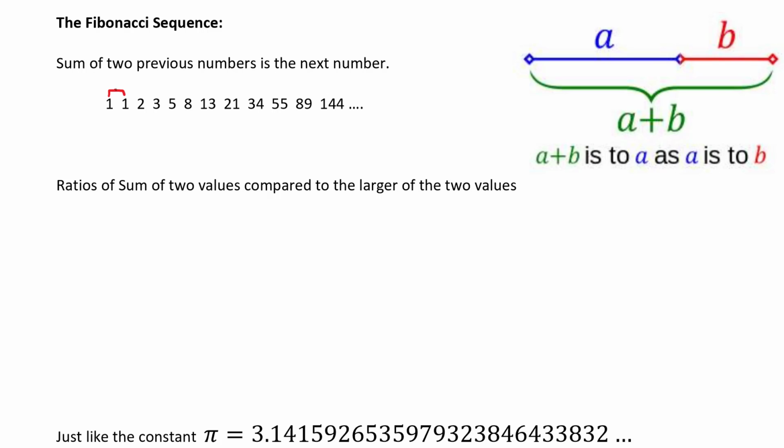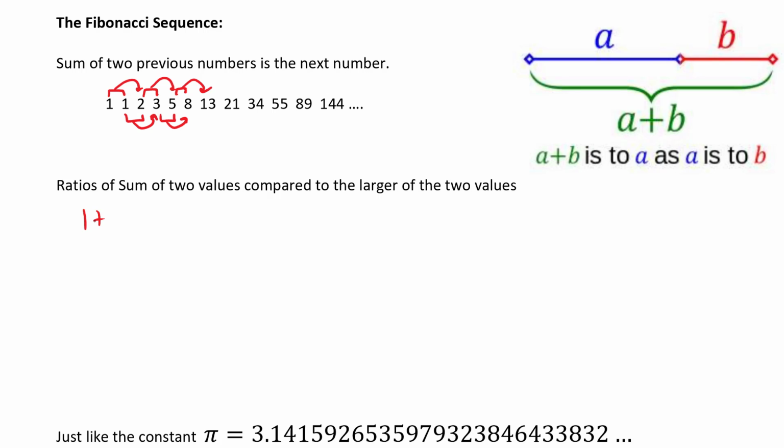So 1 plus 1 is 2. 1 plus 2 is 3. 2 plus 3 is 5. 3 plus 5 is 8. 5 plus 8, 13. So on and so forth. That is how the Fibonacci sequence comes about.